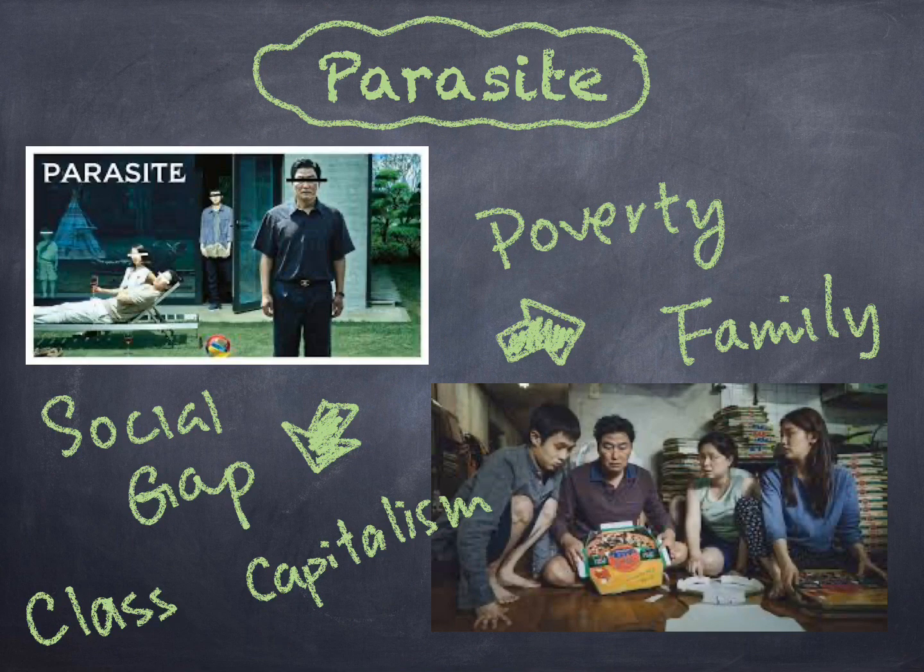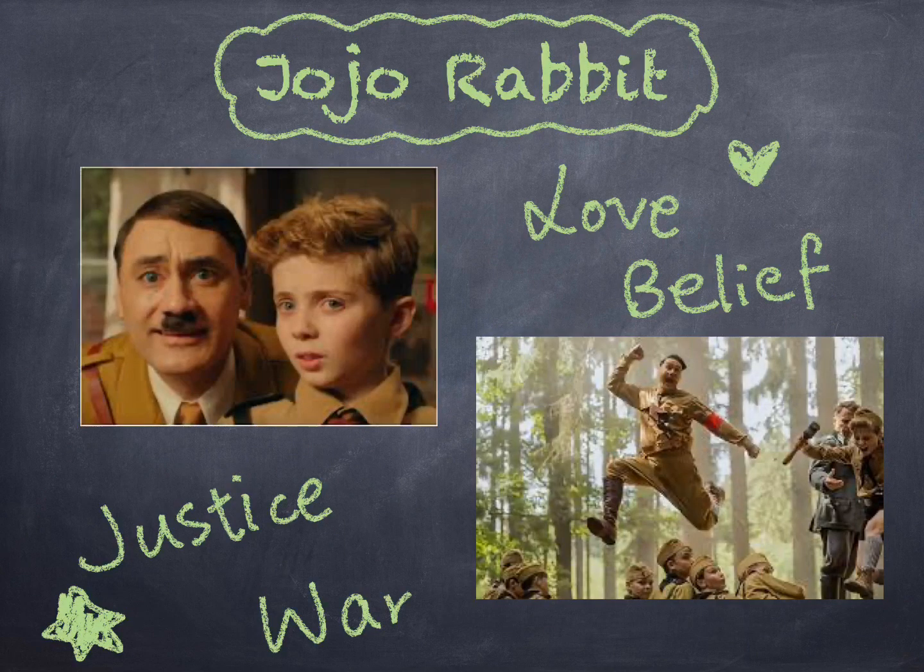For example, Parasite, it's the Best Picture of the Oscars 2020. And in this movie, it talks about poverty, family, social gap, class system in the country, capitalism. So all these social issues and messages are included in the movie. Jojo Rabbit talks about anti-hate, love, beliefs, justice, and history and rules. So all these can be discussed as contextual analysis of a movie.